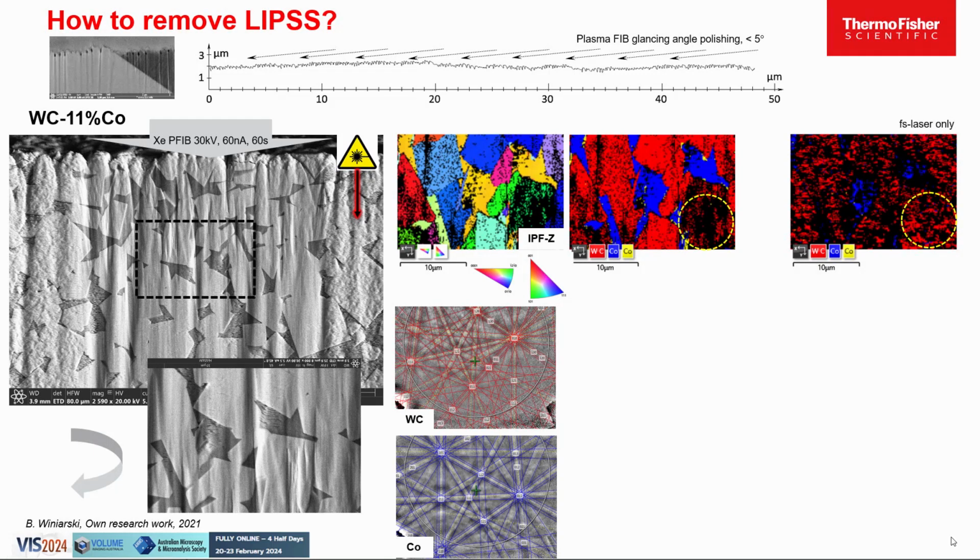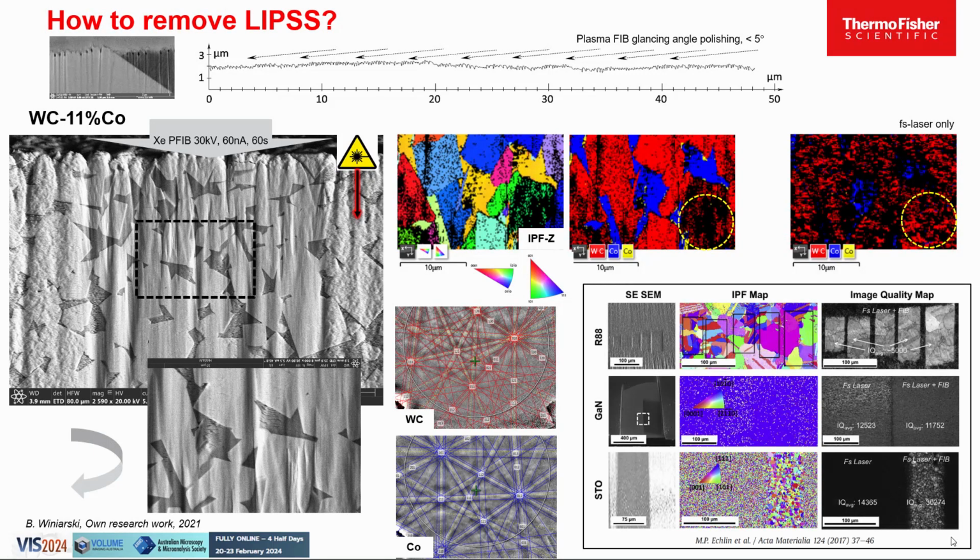Some tungsten carbide grains have lower index rates after PFIB treatment. It is a known feature for these materials. Other results from the literature indicate similarities, for example, gallium nitride, while others have greater improvement after FIB action.